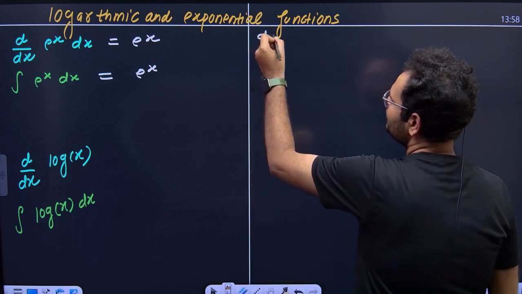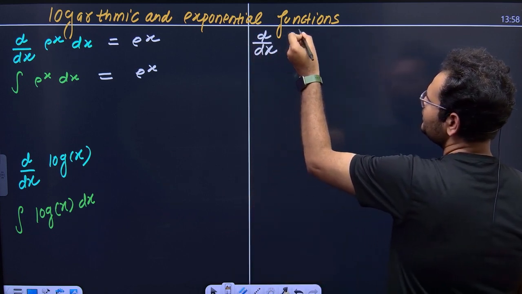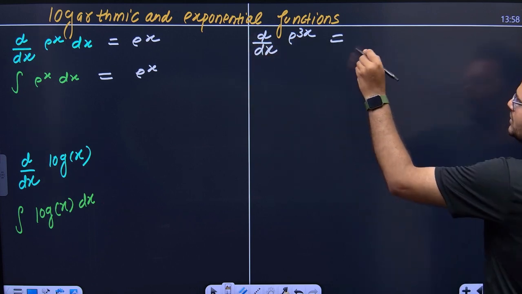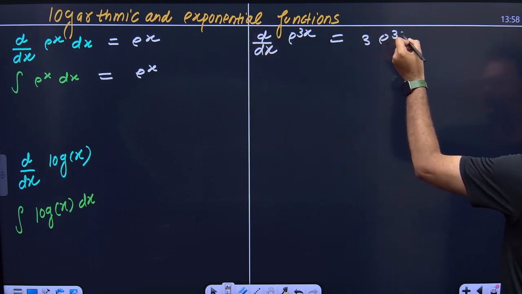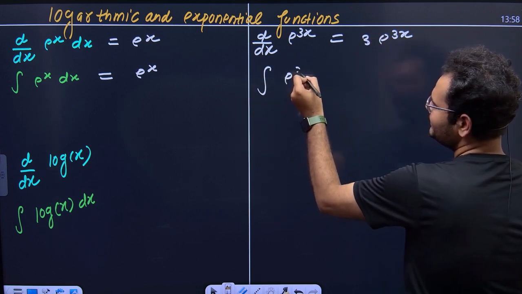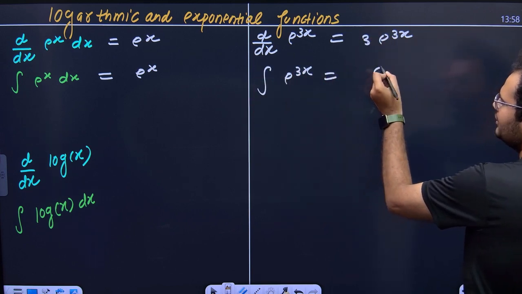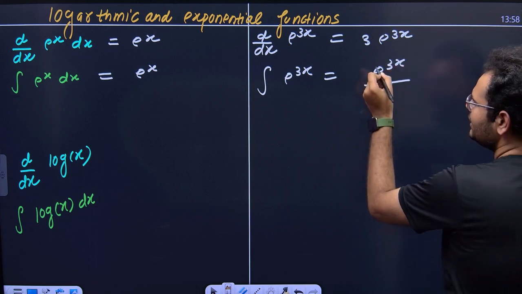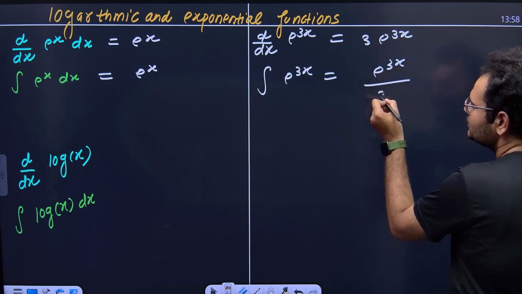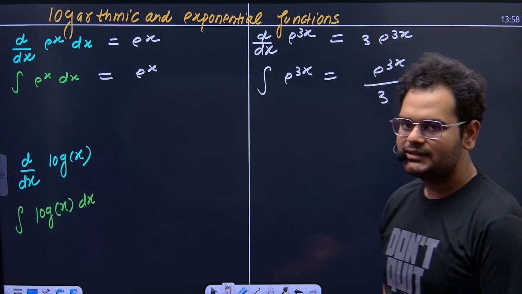Suppose I want to differentiate e to the power 3x. What is differentiation? With chain rule, 3 into e to the power 3x. This 3 comes here. But if I want to integrate e to the power 3x, integration doesn't like to come in product, it will always be in division. Okay, this is a secret, don't tell anyone. So upon 3. Simple? Yes.